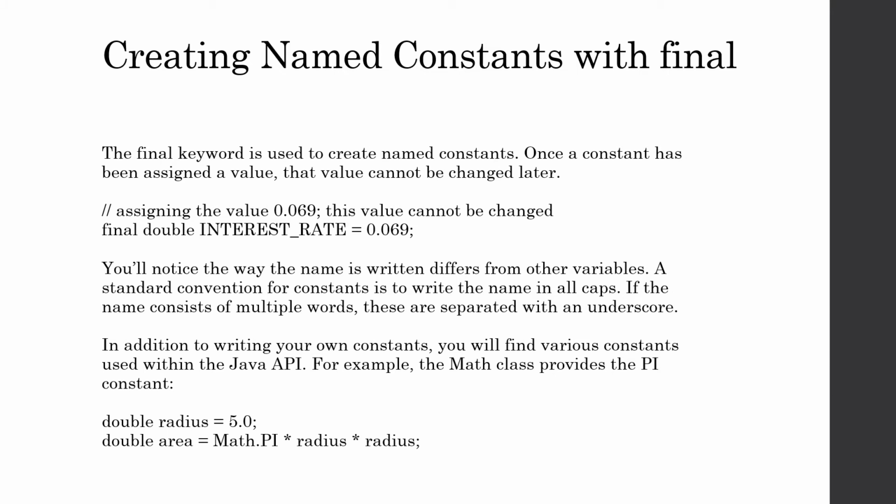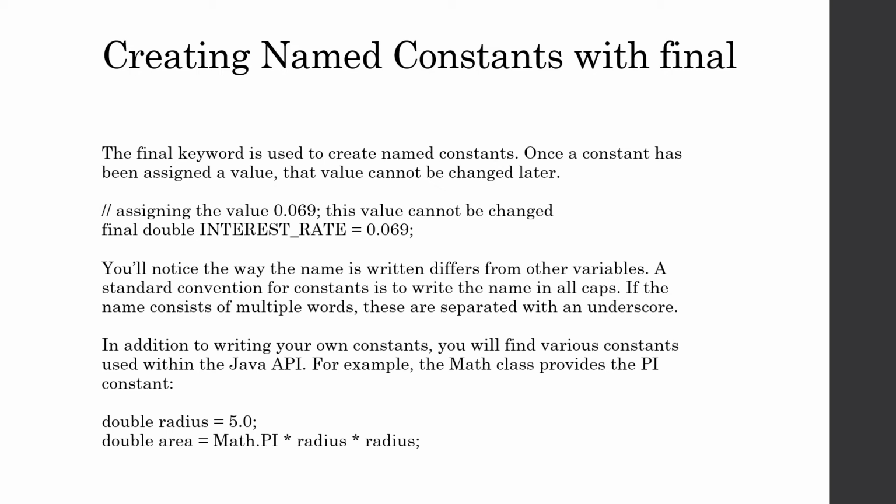So in addition to being able to create or just write your own constants, you will also find various constants that are used within the Java application programming interface, that Java API. For example, the Math class actually provides a constant PI, so that'll give you that value 3.14, digits repeating. So if you wanted to be able to use that, maybe for example, you're trying to get either the area or the circumference of a circle, as one example.